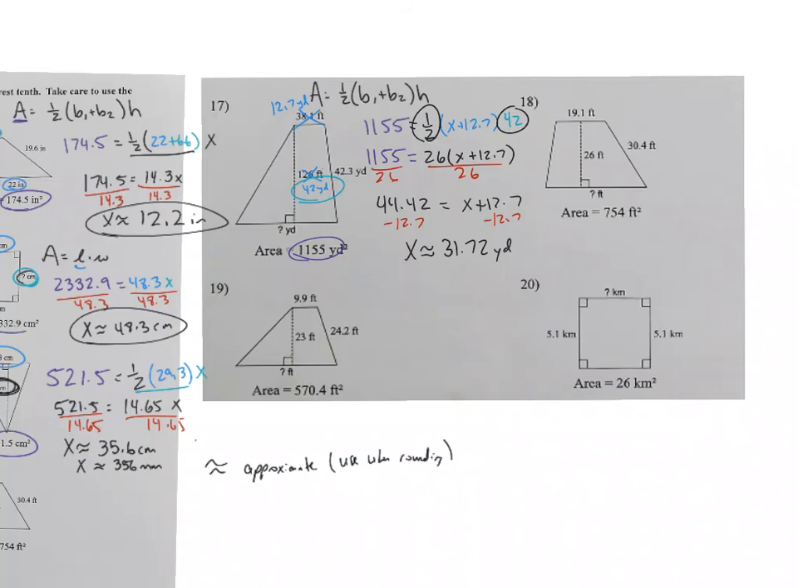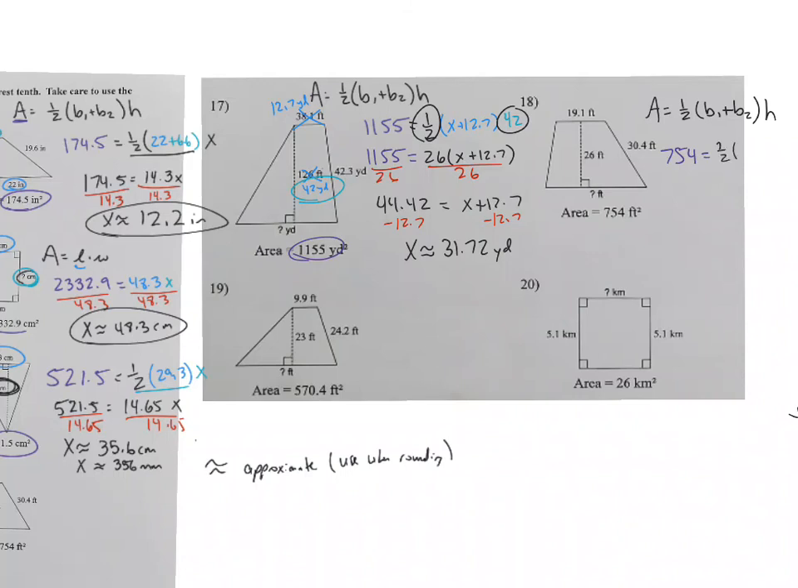So 18 is another trapezoid. Remember, we're going to use this formula. Area is equal to 1/2 base 1 plus base 2 times the height. If you haven't figured it out, the reason it's 1/2 base 1 plus base 2 is they're just averaging the length of the two sides times the height. So everything is in feet. So I have 754. That's my area.